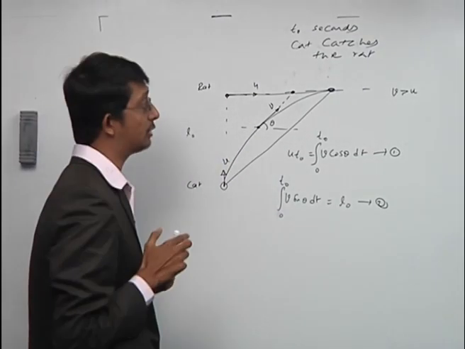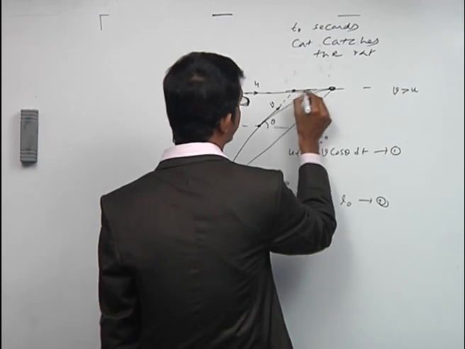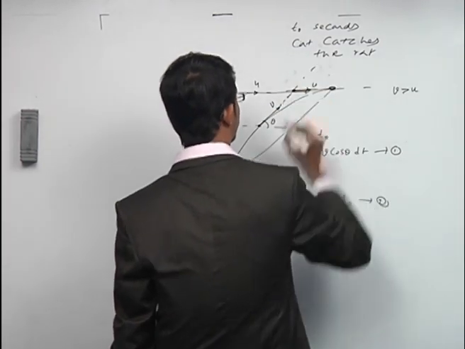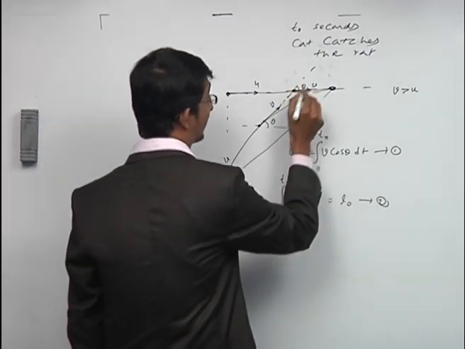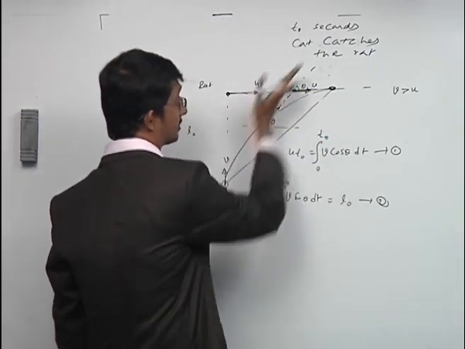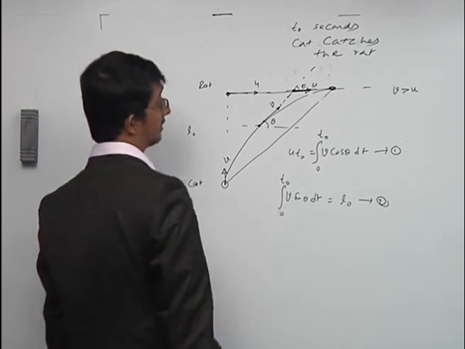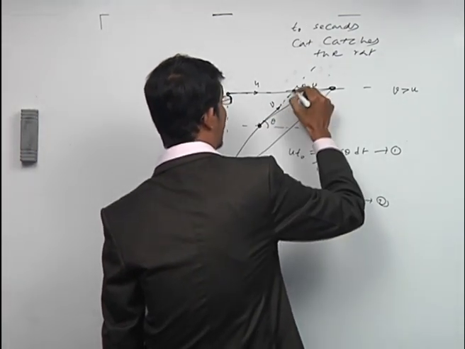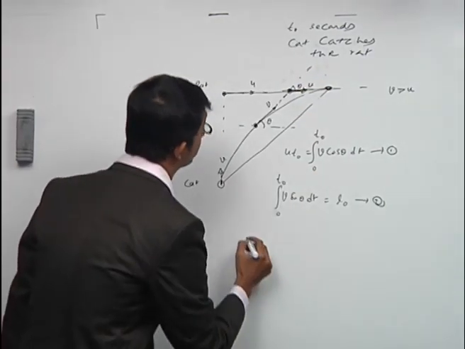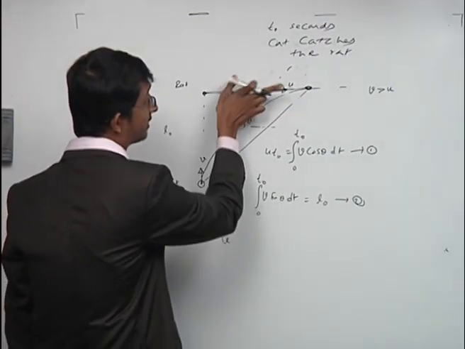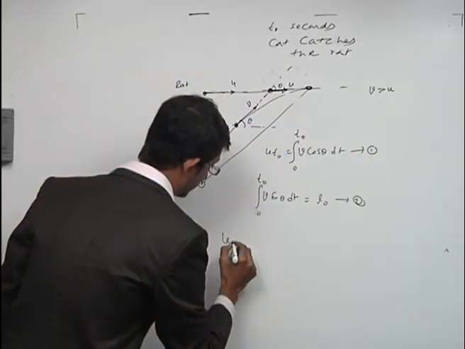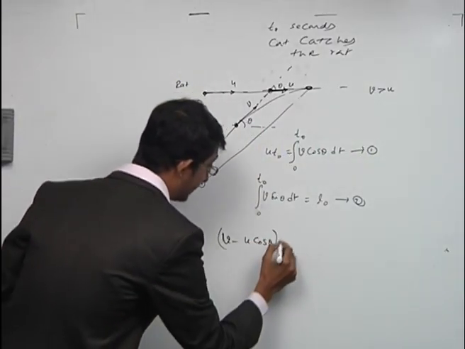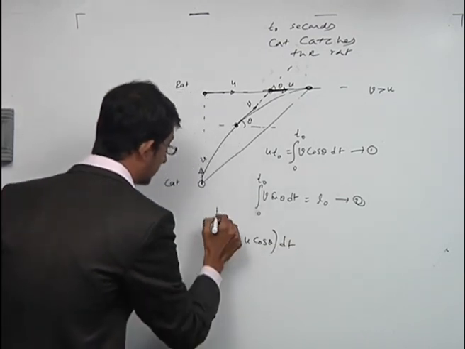Then we must have the approach equation. See this carefully. This is the most tricky equation. This is u. So along the line joining them, this angle is also theta. Why is that? These are two parallel lines intersected by a transversal. So these two angles are theta. So along the line joining cat and rat, the approach speed is given by v, cat speed, minus u cos theta, rat speed, integrated dt from 0 to t0.